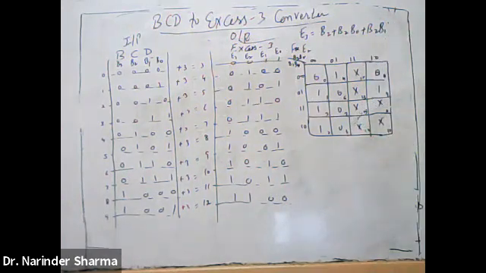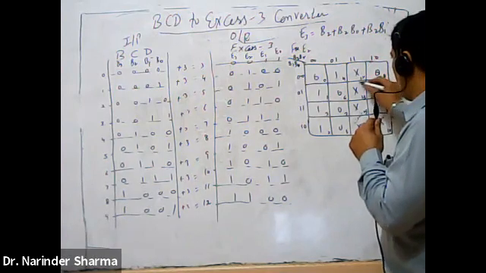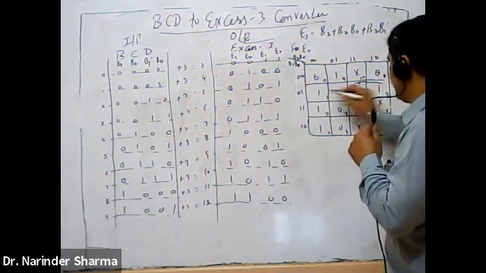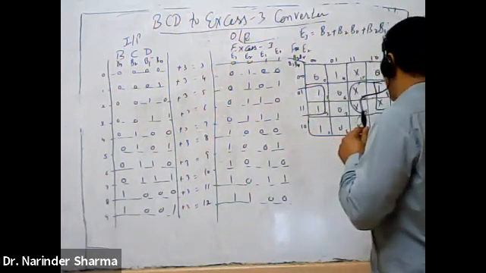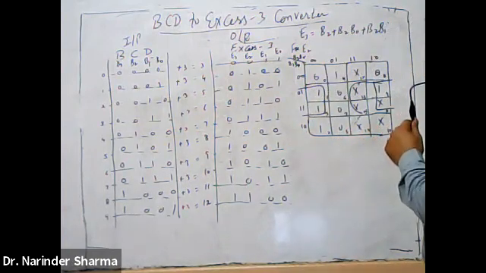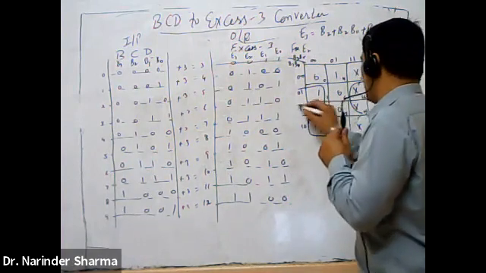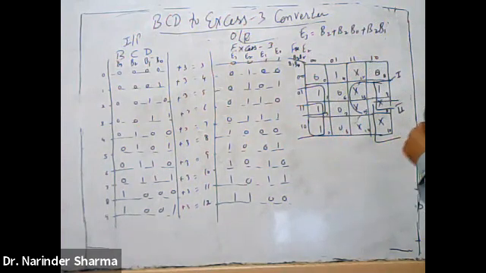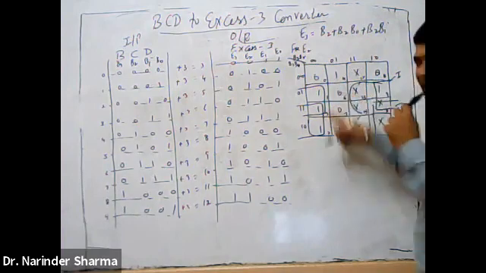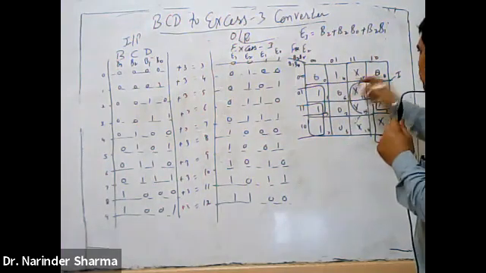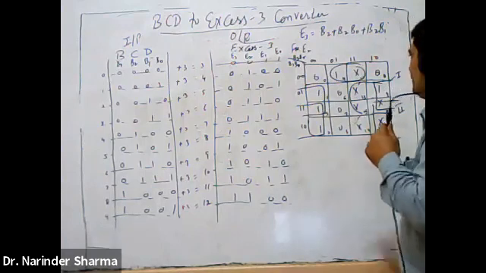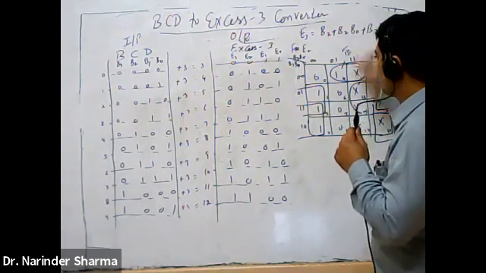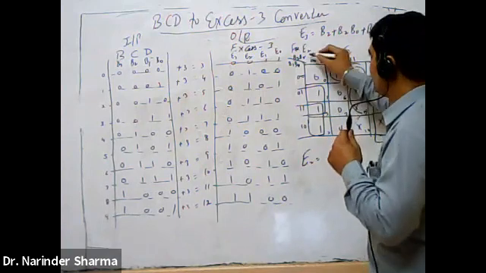Now you have to make the groups. Maximum grouping has to be made by you. This would be one group. These ones are covered over here. And here this can be marked as group number 1. This is group number 2. Here, these are the quads. No, you can't make the quads. This is the pair, group number 3.